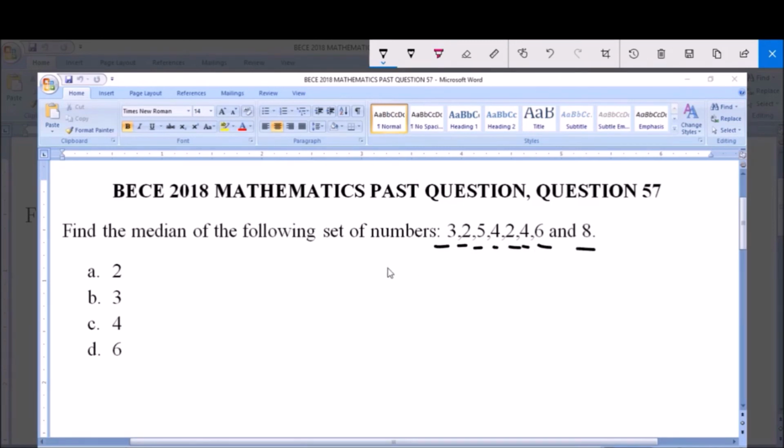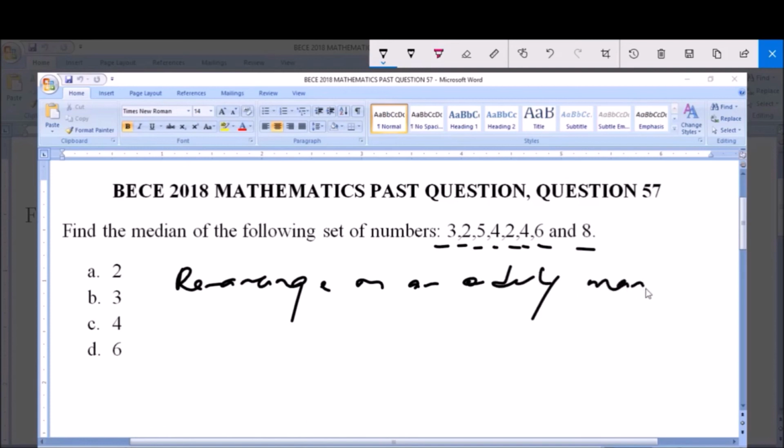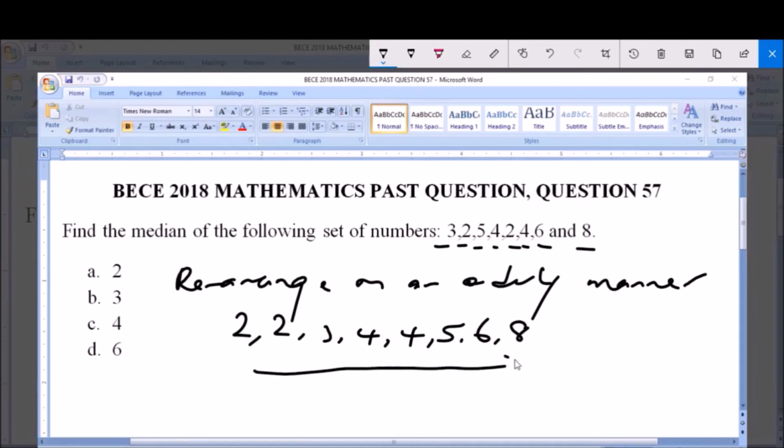8. Now, for us to find the median of these numbers, we have to rearrange these numbers. We rearrange them in an orderly manner, that is, from the lowest to the highest. Now we start with 2, since 2 is the lowest here. So we have 2. We also have another 2. Then we have 3. We have 4. Another 4. We have 5, 6, and finally 8. Now we've arranged them successfully in an orderly manner.